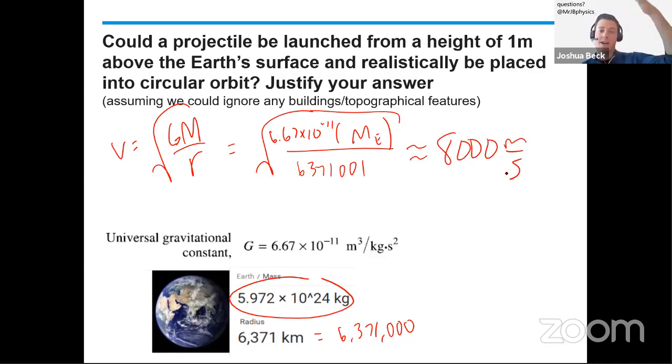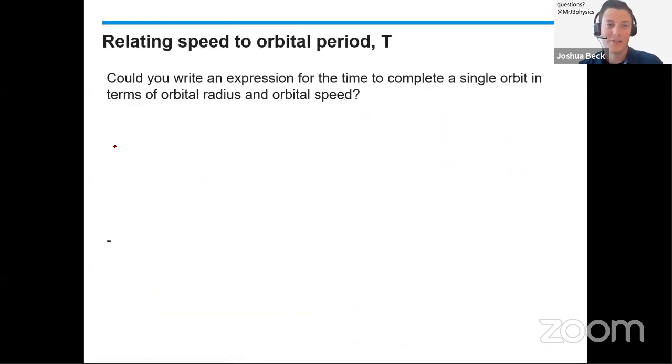Now as we get higher and higher, the speed necessary, as I increase this R value, the speed will get smaller and smaller. So that 8,000 number starts to decrease significantly the higher and higher we go. But also if we get high enough, we get out of our atmosphere. And so now we don't have to worry about this air resistance. So that actually makes the higher speeds possible. But could we realistically do it here 1 meter above the surface of the Earth? Math says yes, but physics, let's go with no, not realistic.